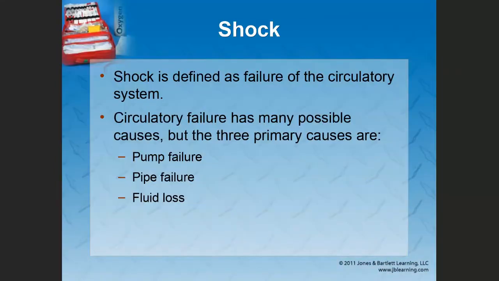All right, now shock. Shock is defined as failure of the circulatory system, and in essence, it is the same thing as low perfusion or hypoperfusion. Circulatory failure has many possible causes, but the three primary causes are pump failure, pipe failure, and fluid loss. So there is shock that can affect the heart directly or indirectly, shock that can affect the blood vessels, and shock that can affect the fluid, either blood loss or plasma loss.